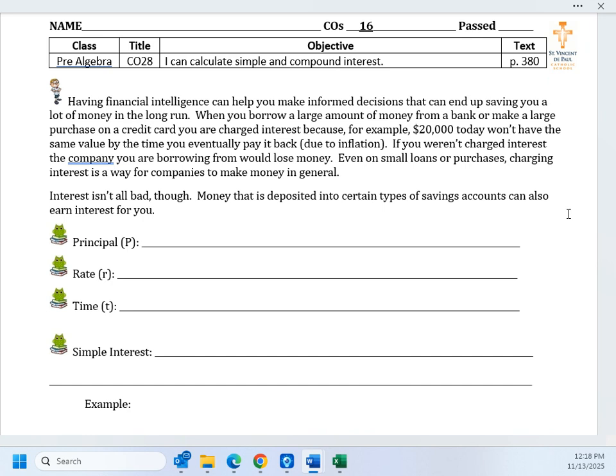Interest makes a big difference, and there are two types of interest, simple and compound. So having financial intelligence can help you make informed decisions that can end up saving you a lot of money in the long run. When you borrow a large amount of money from a bank or make a large purchase on a credit card, you are charged interest because, for example, $20,000 today won't have the same value by the time you eventually pay it back.